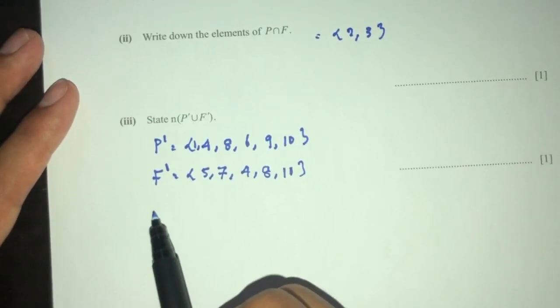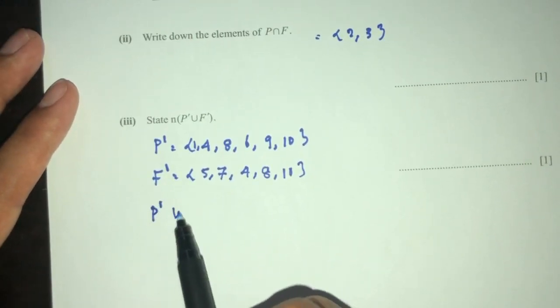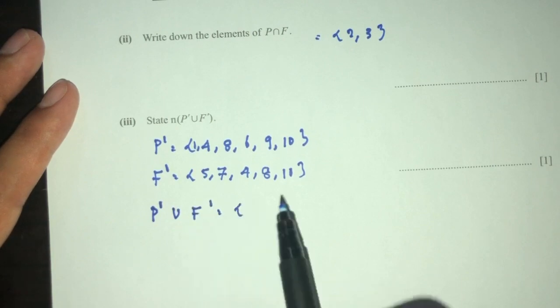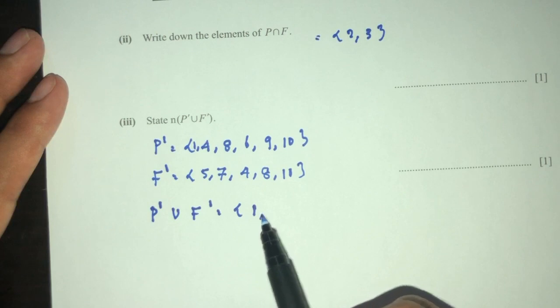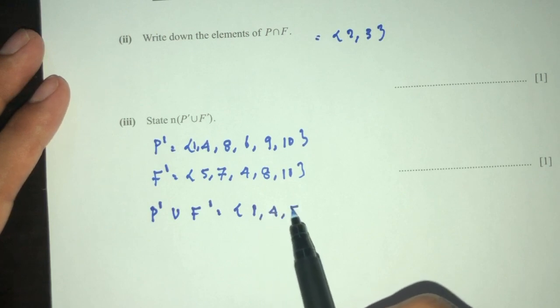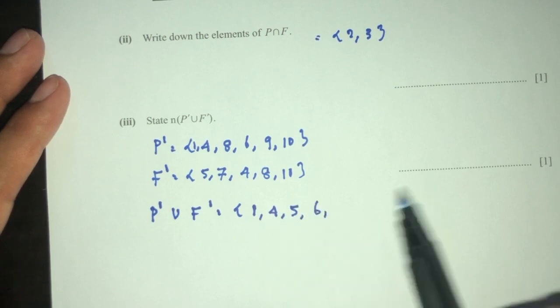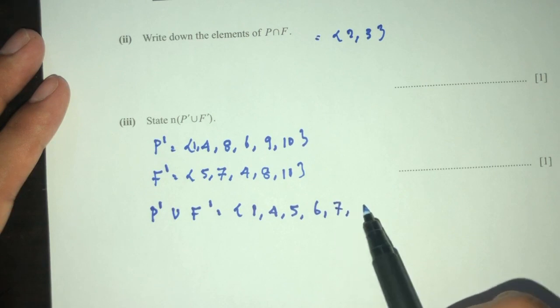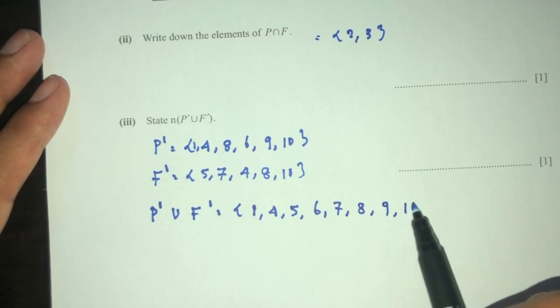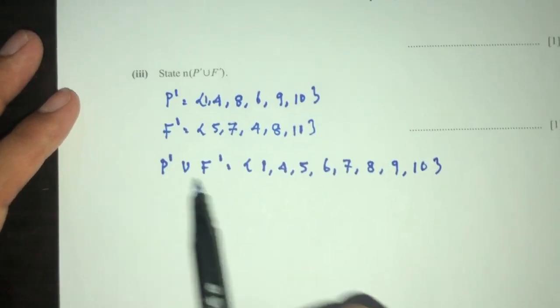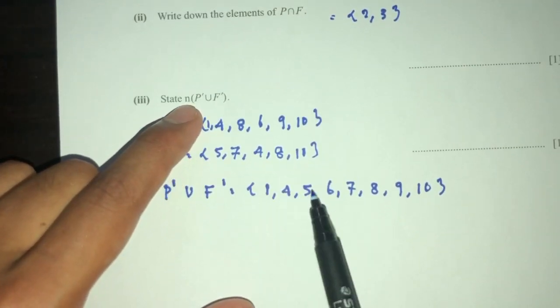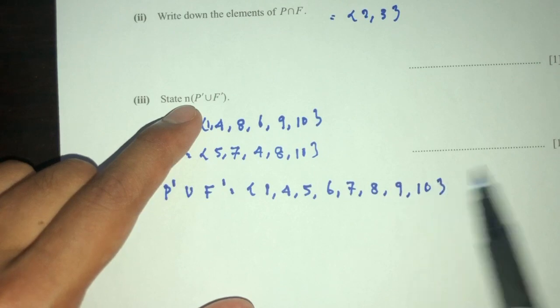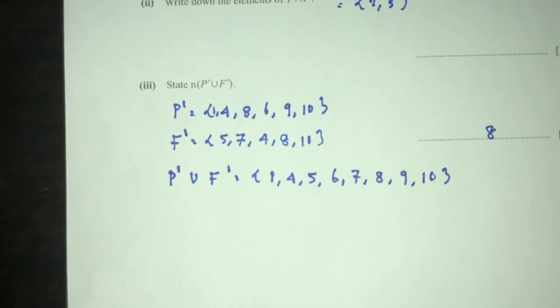Now union, so P union this one, that should give you what? That should give you 1, 4, 5, 6, 7, 8, 9, 10. So the value they're asking is a number of elements, so we have 1, 2, 3, 4, 5, 6, 7, 8. That will be 8 elements. And that is your answer for part 3 of your question.